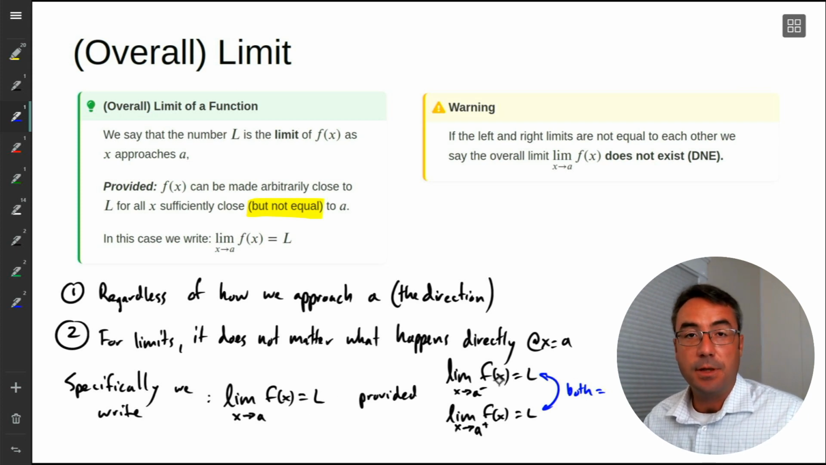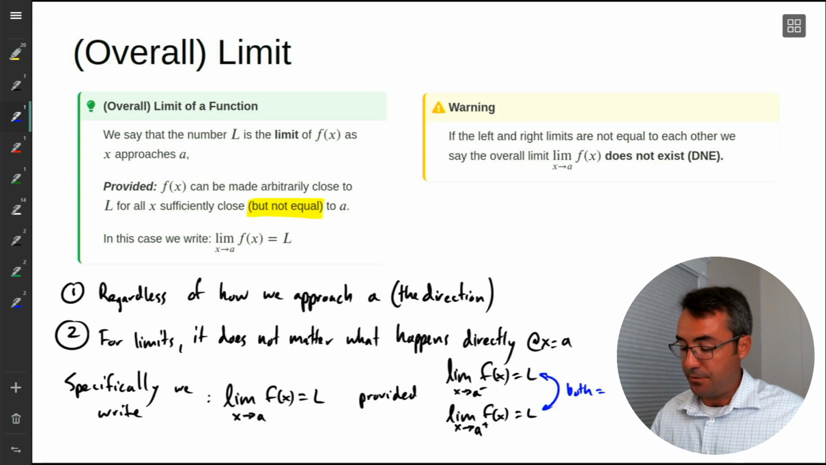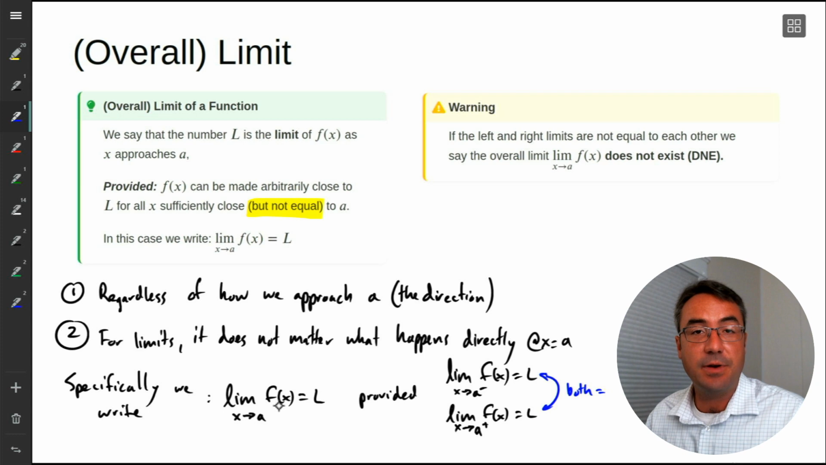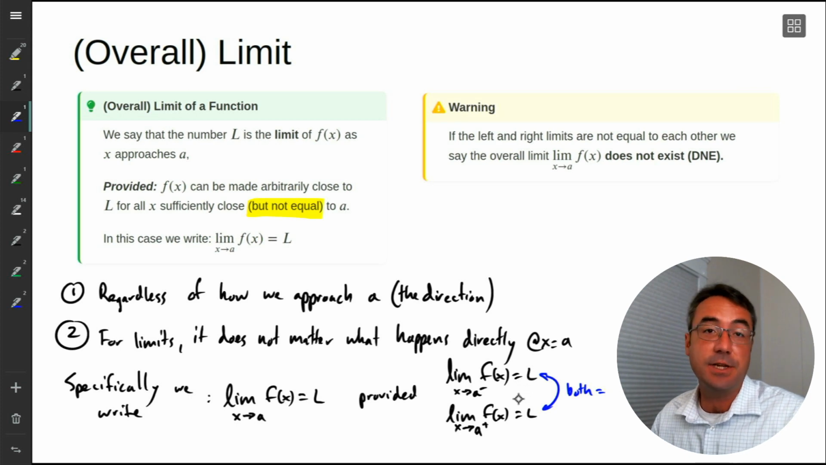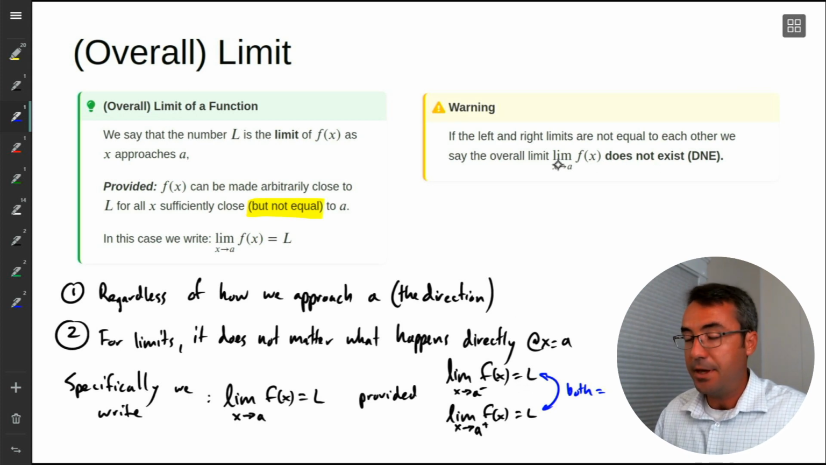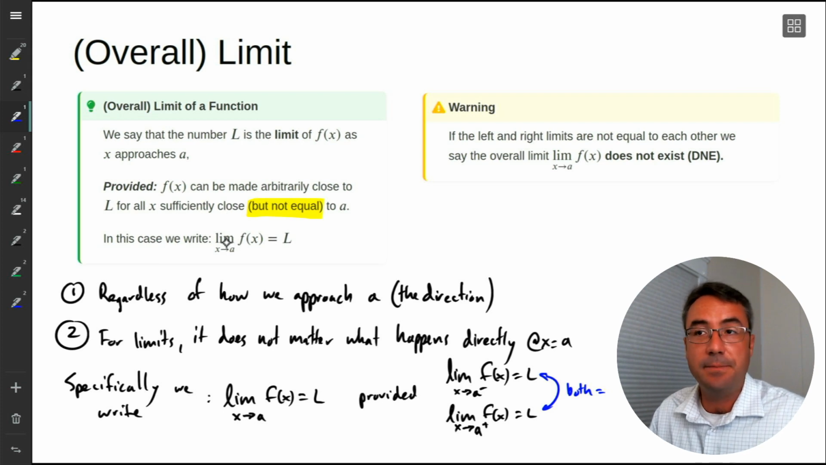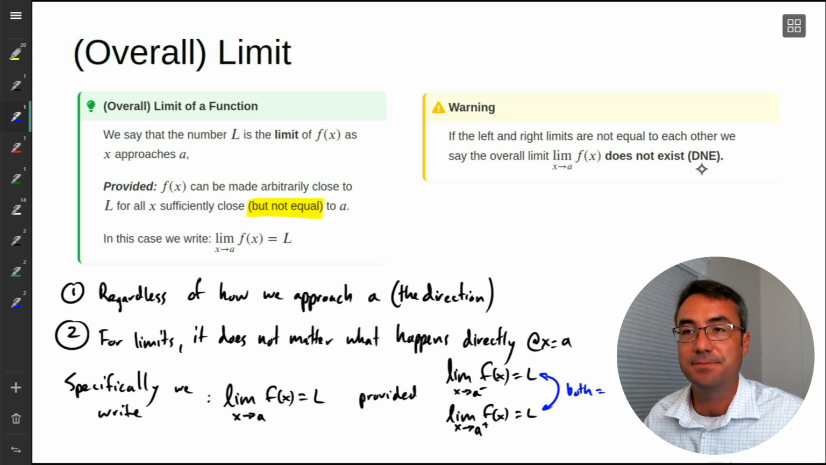So the left-hand, right-hand limits, if we kind of put them together, and if they're both equal to the same number, well, then we say the overall limit, the limit of f of x as x approaches a, is equal to L as well. And so there will be cases where these left and right-hand limits are different, and if that's the case, then we say that this overall limit does not exist. So in order for us to talk about just this regular limit, the left and right-hand limits have to be equal to each other. And if they're not, well, then this thing does not exist. And we use DNE as sort of the abbreviation.